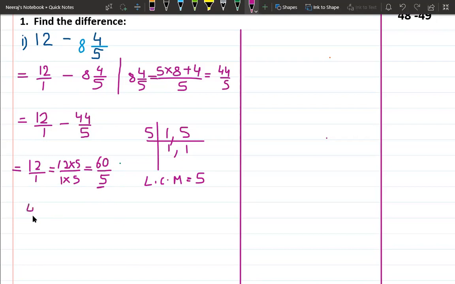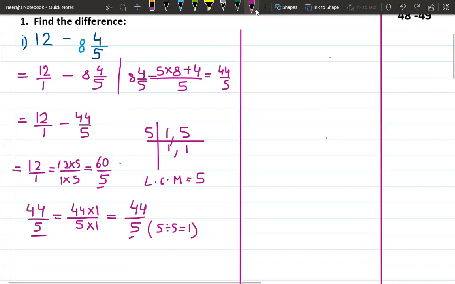After it, the next fraction is 44 by 5, and its denominator is already 5. So let's do its working also. I want its denominator 5 again. So you have to divide 5 by 5. If you divide 5 by 5, you get 1. So it means that you have to multiply numerator and denominator with 1. So 5 into 1 is 5 in the denominator and 44 into 1 is 44 as the numerator.